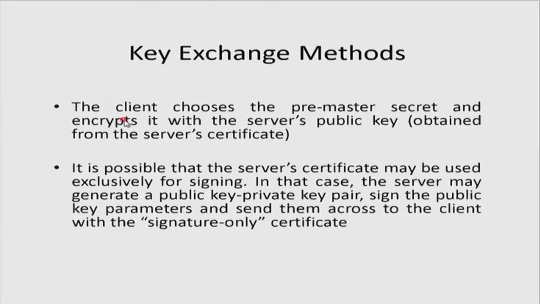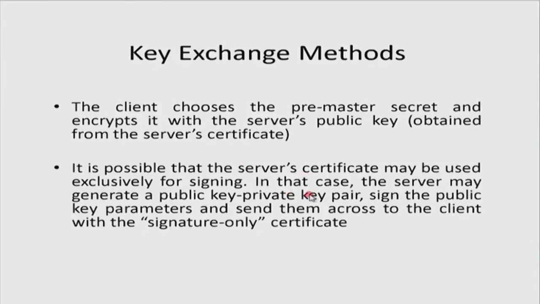Okay, so now we talked about sending this pre-master secret, and there are a rich number of ways in which you can actually exchange the key. As mentioned before, the client chooses the pre-master secret and encrypts it with the server's public key obtained from the server's certificate. It is possible that the server's certificate may be used exclusively for signing. As I mentioned yesterday, there are some certificates where the corresponding private key should be used exclusively for signing and nothing else. So in that case, what should I do? The server has a certificate, but that is a signing only certificate.